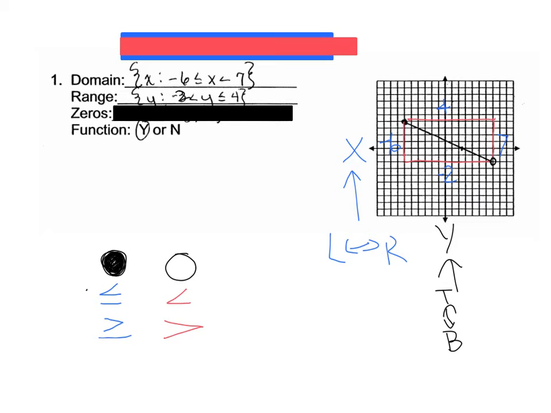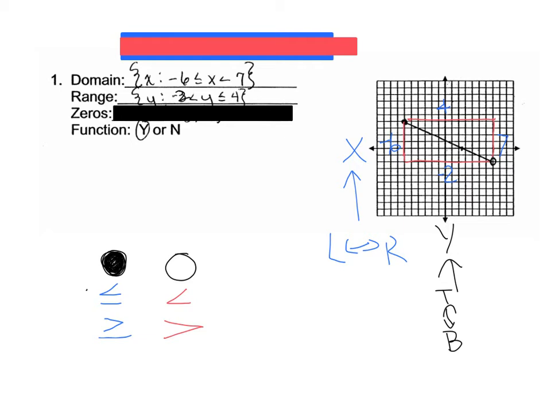Now, if you always go in the directions of left to right and bottom to top, then you're pretty much always going to use the less than symbols, okay? When you start going right to left or top to bottom, that's when you would be flipping your order. So I always like to go left to right, bottom to top, because I think it makes it easier, because I always use less than or equal to or less than, okay?